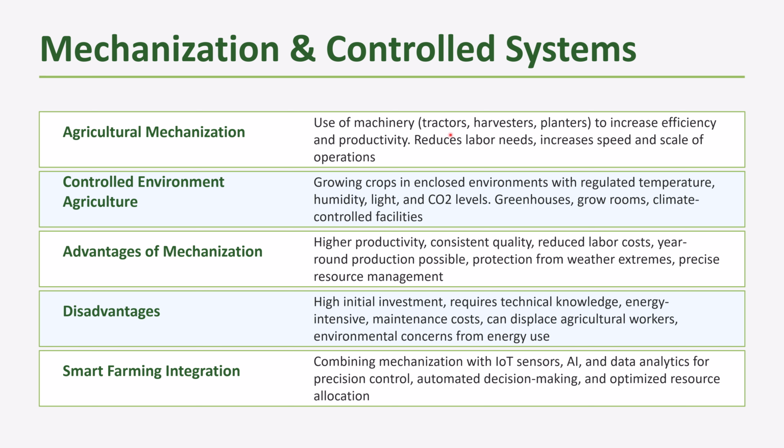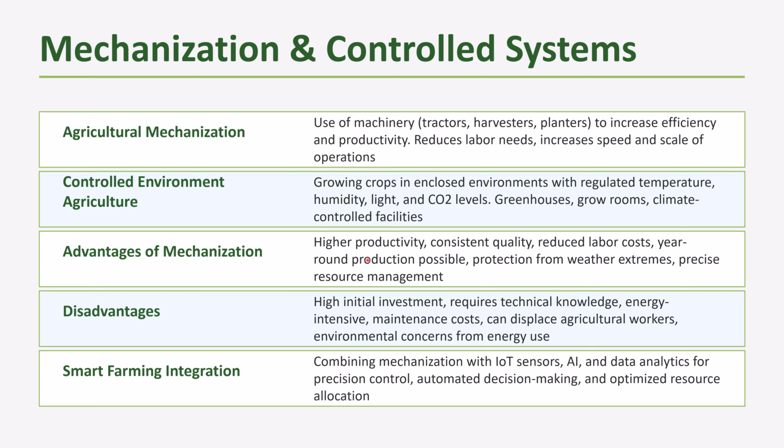Use of machinery like tractors, harvesters, planters to increase efficiency and productivity, reduce labor needs, and increase speed and scale of operations. Controlled environmental agriculture. We can now grow crops in enclosed environments where we regulate temperature, humidity, light, and carbon dioxide levels. Think of greenhouses or climate-controlled growth rooms that allow us to farm regardless of the weather outside. However, these advancements come with a set of trade-offs.